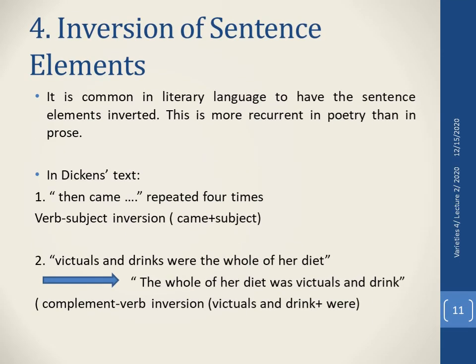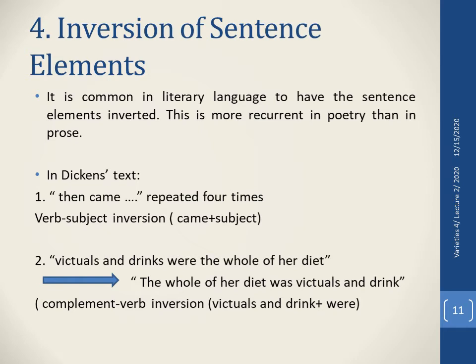The fourth and the last aspect of sentence structure is inversion of sentence elements. It is common in literary language to have the sentence elements inverted. This is more recurrent indeed in poetry than in prose. In Dickens' text, for example, we have "then came" repeated 4 times.